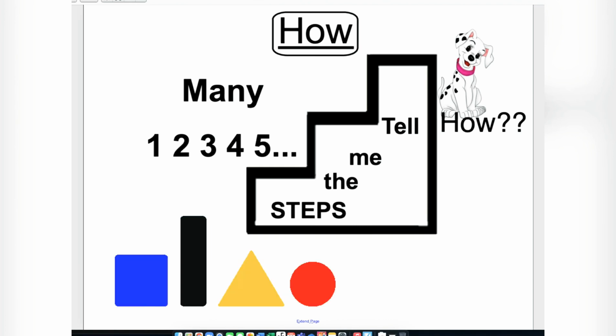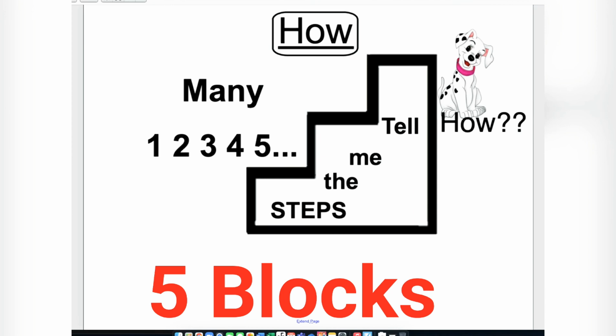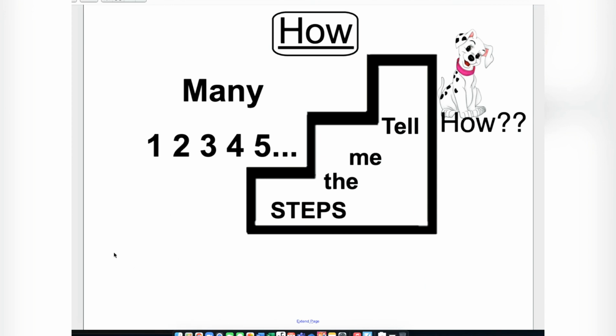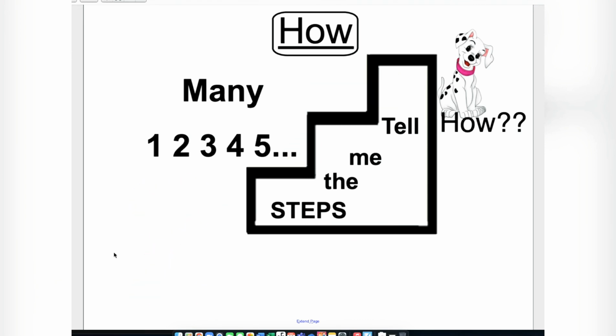How many blocks are on the table? We count. 1, 2, 3, 4, 5. There are 5 blocks on the table. And that is the how puppy. Say how. How. Tell me the steps, or tell me how many.